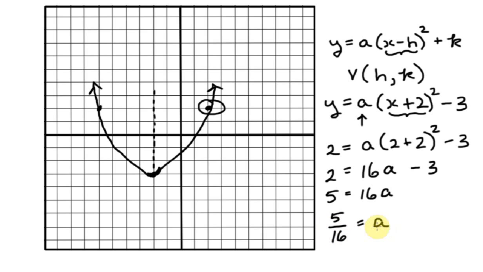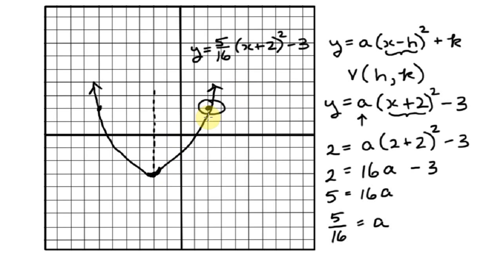a = 5/16. So now I know what a is, and basically I already have the (x + 2) squared and the minus 3. So the equation of this graph, maybe we'll just write it up here, would look like this: I would have either y or f(x) equals 5/16, then in brackets, (x + 2) squared, and then minus 3. Okay? So that's how it's done if you're given a vertex and 1 point.